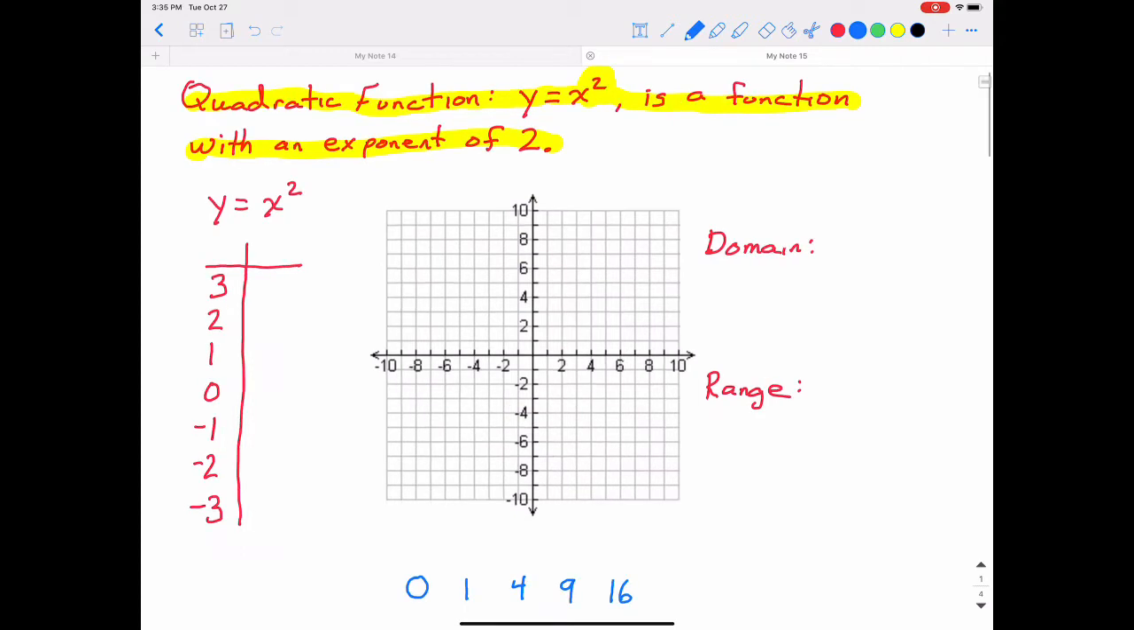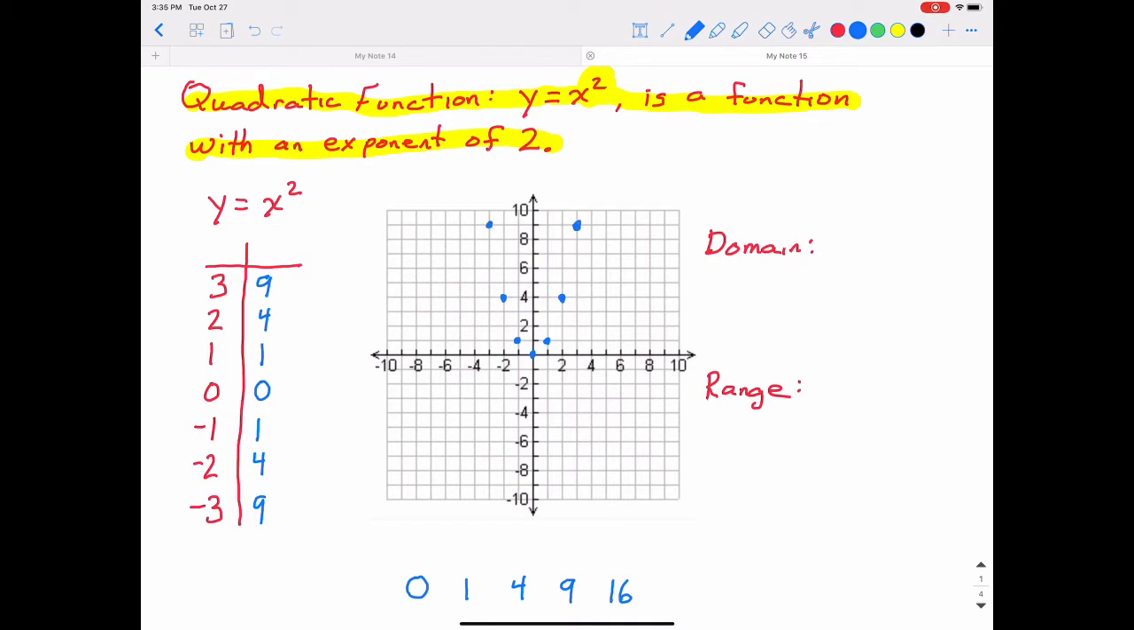So 3 to the second power, 3 squared, is 9, 2 squared is 4, 1 squared is 1, 0 squared is 0, negative 1 squared means negative 1 times negative 1, and that's actually positive 1. So negative 2 squared is positive 4, and negative 3 squared is positive 9. And then I graph each one of those. So 3, 9 would be to the right 3 and up 9. That places it here. 2, 4; 1, 1; 0, 0; negative 1, 1; negative 2, 4; and negative 3, 9.